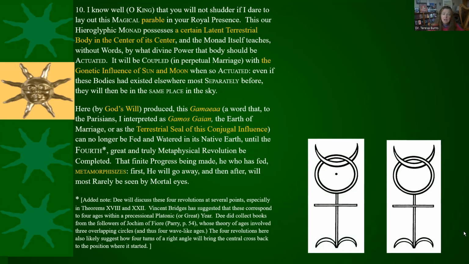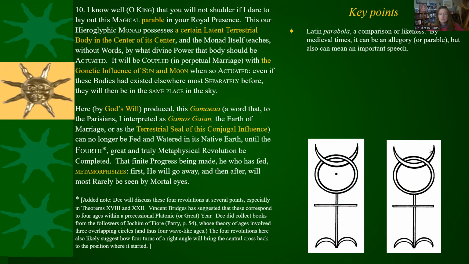Number 10, he says, I know well, O king, that you will not shudder if I dare to lay out this magical parable in your royal presence. That word in Latin is parabola, okay? So it's a lot easier in Latin to have this constant punning back and forth between language, written, spoken language, and a mathematical shape, which is a parabola. But in classical Latin, it just means a comparison or a likeness. By medieval times, it starts to take on the meaning we have now of an allegory or a parable. It can also just mean an important speech.